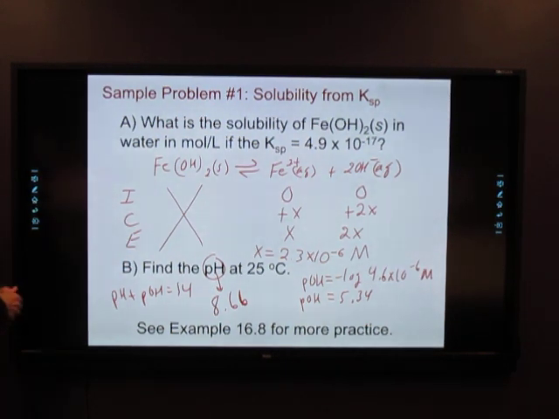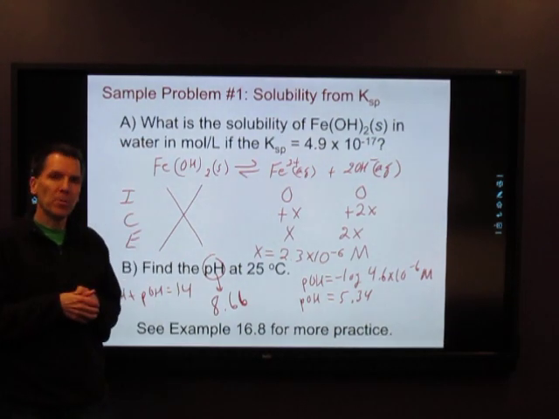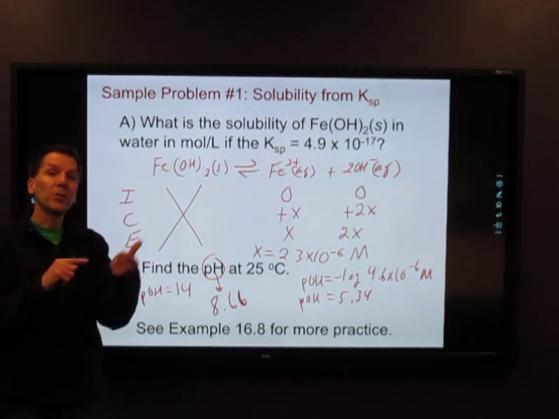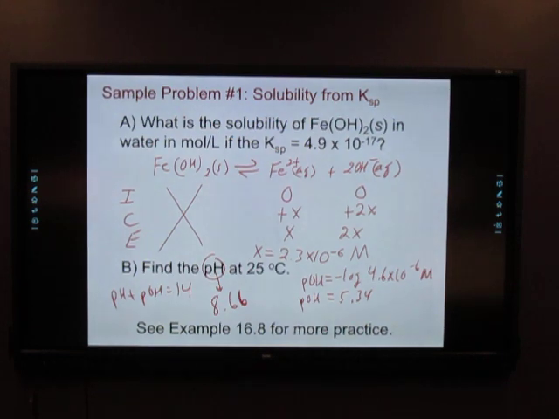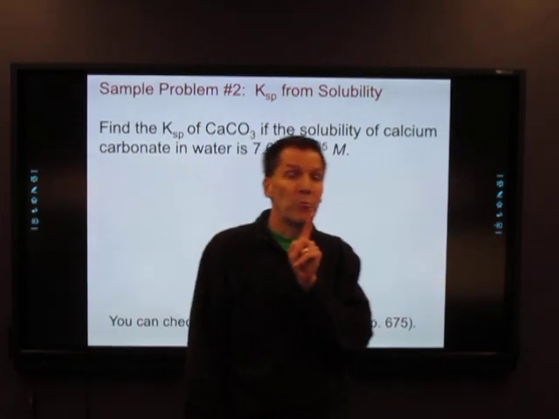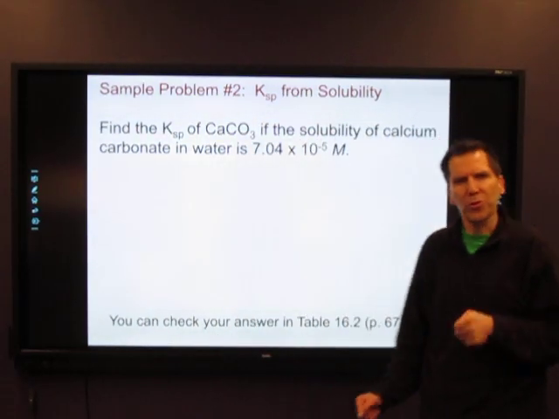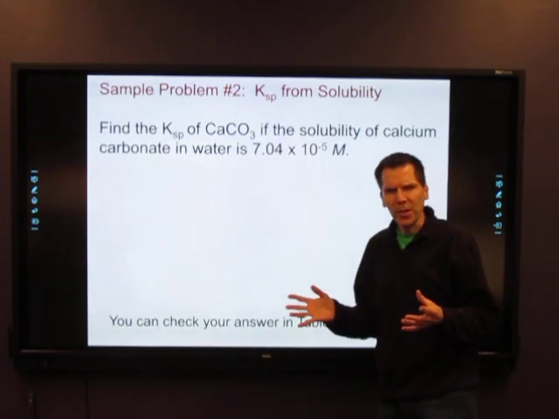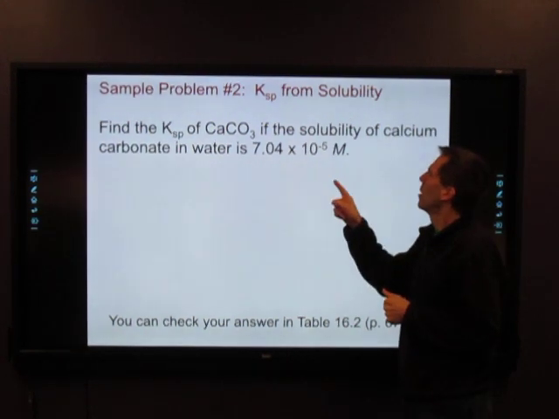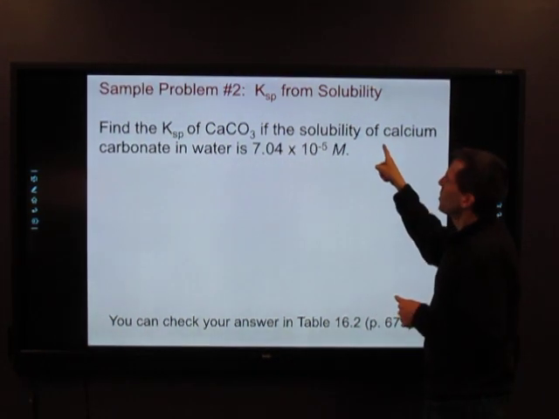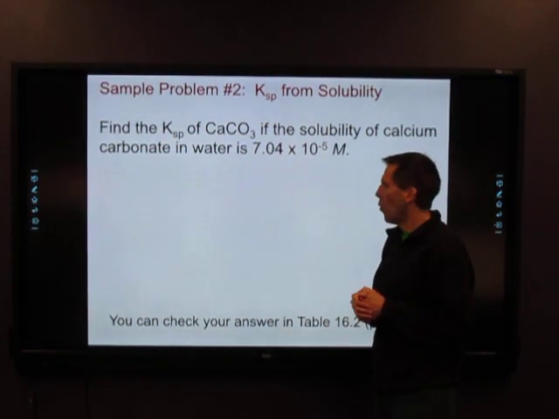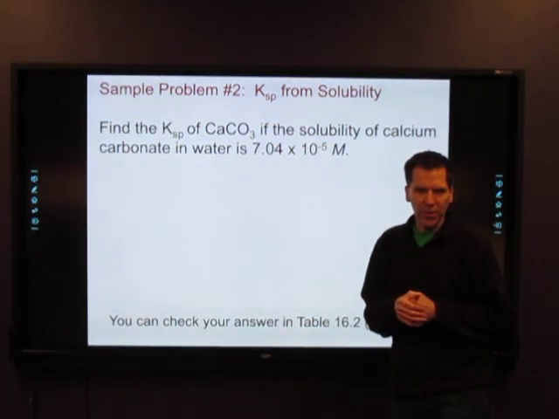So that was determining the water solubility from Ksp. In the next sample problem, you're going to work the other direction. I'm going to do 2 problems like this. The first one will be pretty easy, and then the second one will have a twist or two in it. But it just involves some old skills that we know. And so this is asking you for the Ksp of calcium carbonate. And it gives you the water solubility of calcium carbonate as 7.04 times 10 to the minus 5th.